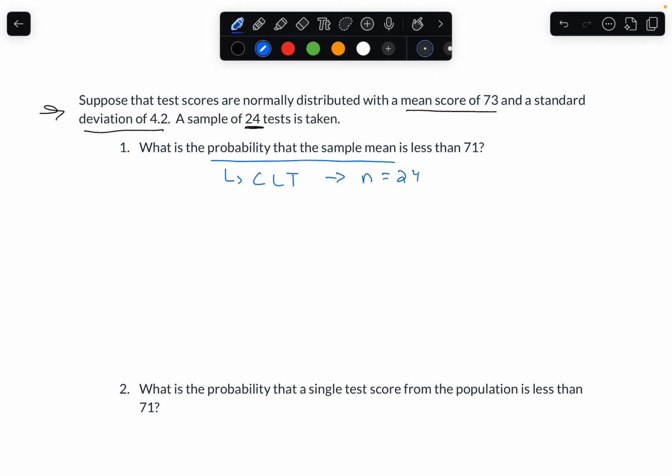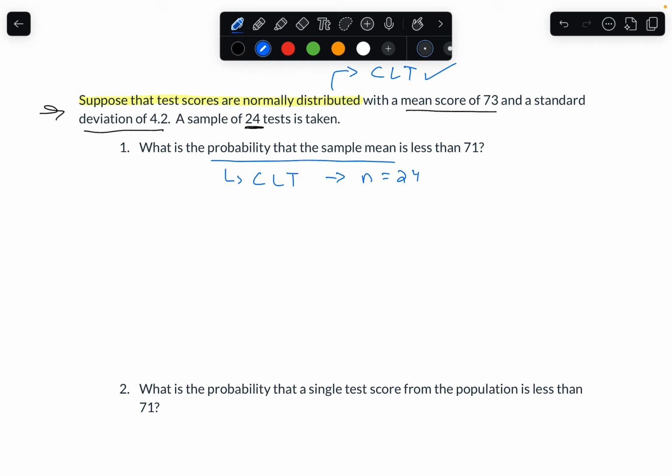However, we have one other thing that we can check here, and that's that the underlying population is normally distributed. So this tells me right here, suppose that test scores are normally distributed. This essentially allows us to bypass the n greater than or equal to 30. We don't really care what the sample size is, even if it's less than 30. This means that the central limit theorem will apply. We will get to use it right here because our underlying population is normally distributed. So, at this point, we've established that the central limit theorem will work.